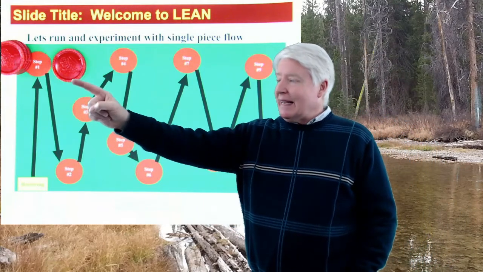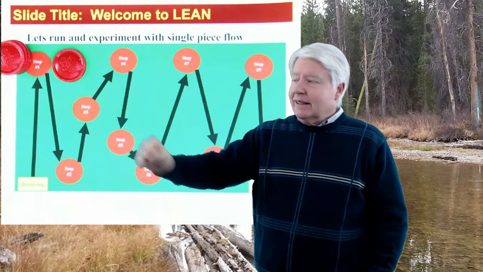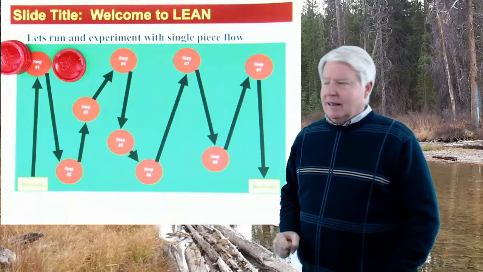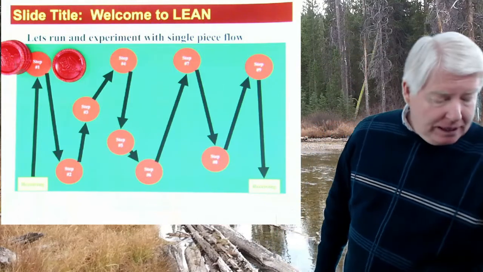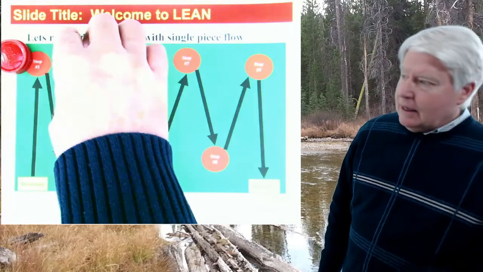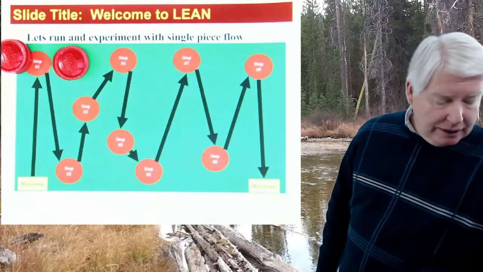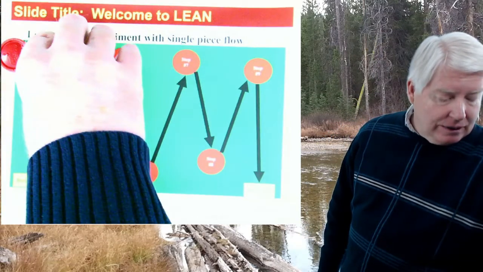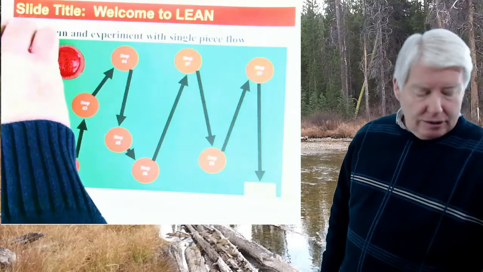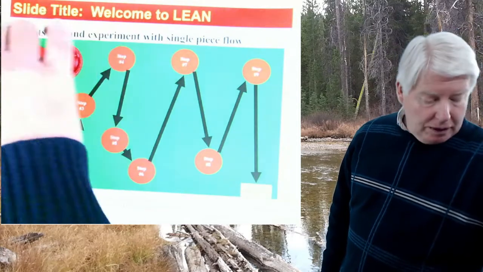Why? Because it's sitting here. It's not flowing. That's not good in lean. So here I build number 2, part 2 is built in step 1. Step 1 gets all the value added, or part 3. There's part 4, and then there's part 5.